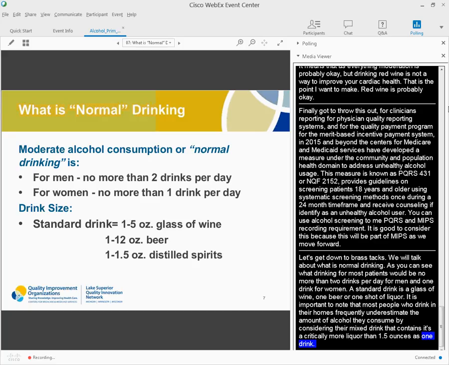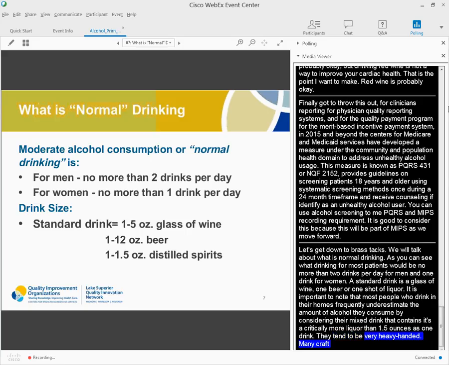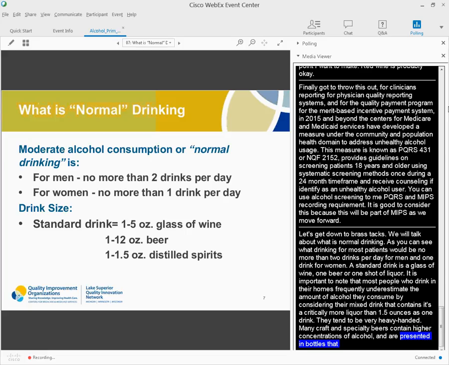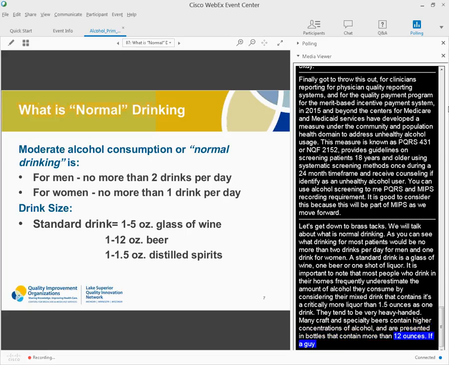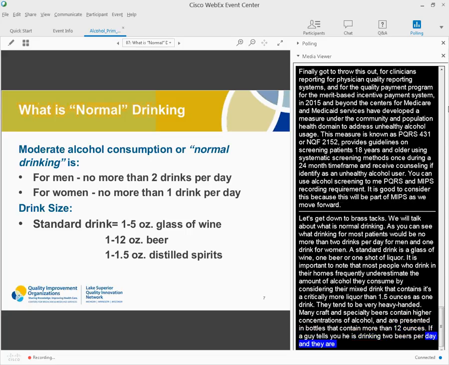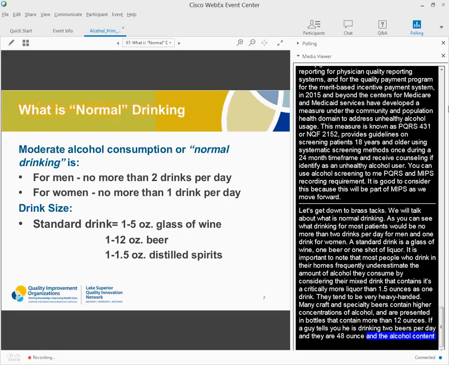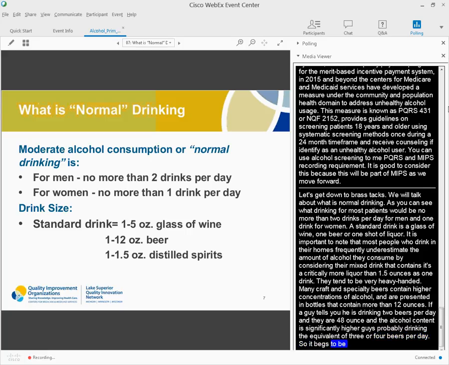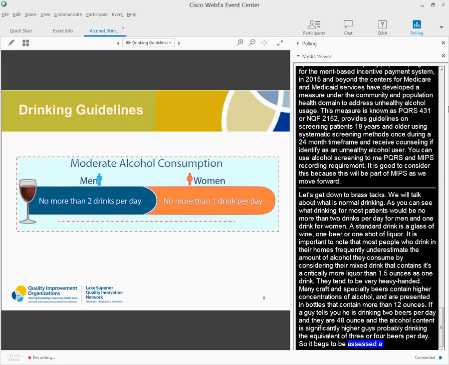Many craft and specialty beers also contain higher concentrations of alcohol and are often presented in bottles that contain more than 12 ounces. So if a guy tells you he's drinking 2 beers a day, and they're 48-ounce mega, ultra, whatever they're called, and the alcohol content is significantly higher, he's probably drinking the equivalent of 3 to 4 to 5 beers a day. So it begs to be assessed a little bit more, and we'll talk about that later. It's important to consider asking the patient about his or her drinking, and the next slide illustrates that a little better.